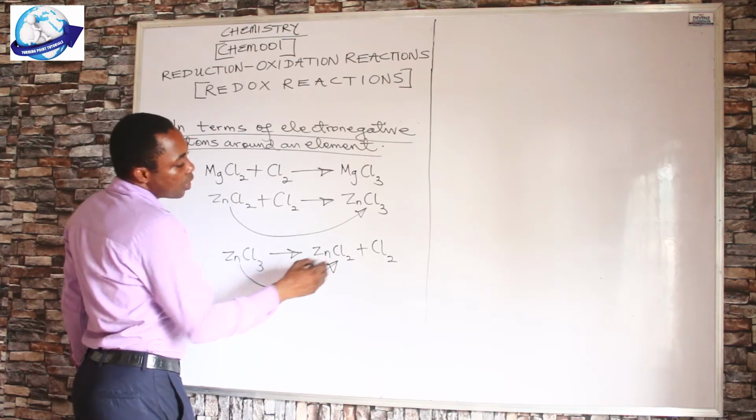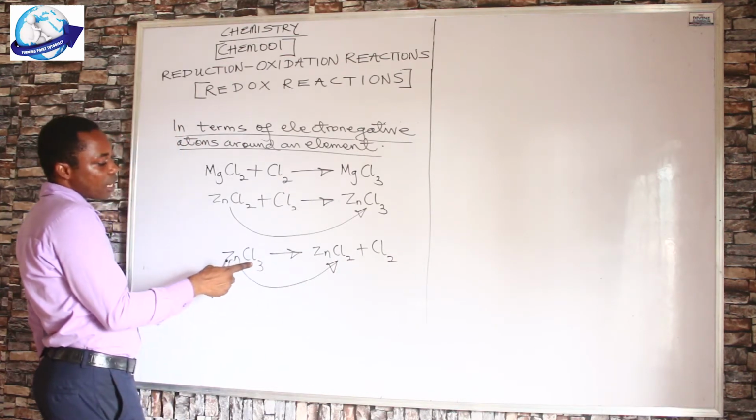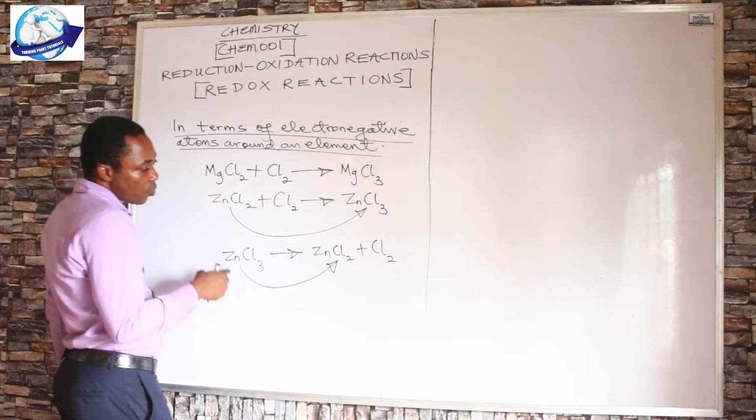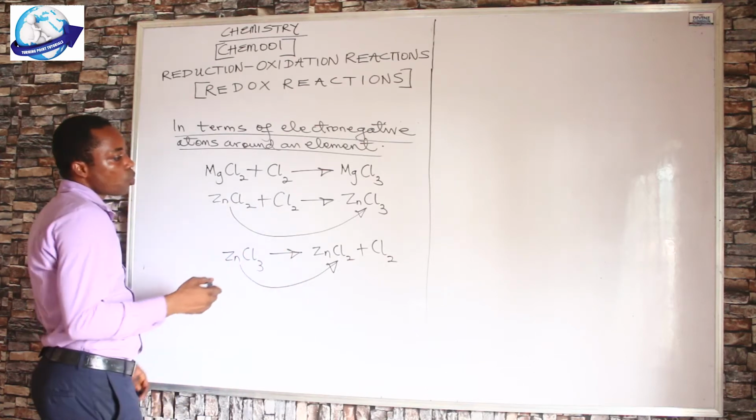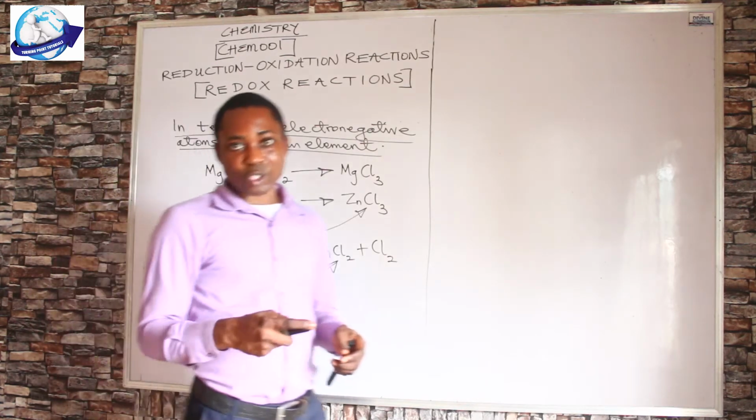It's a reduction when there is a decrease in the number of electronegative atoms around the zinc, moving from the left to the right, from the reactant side to the product side. That is what we need to know. That's one of the definitions we couldn't touch last time.